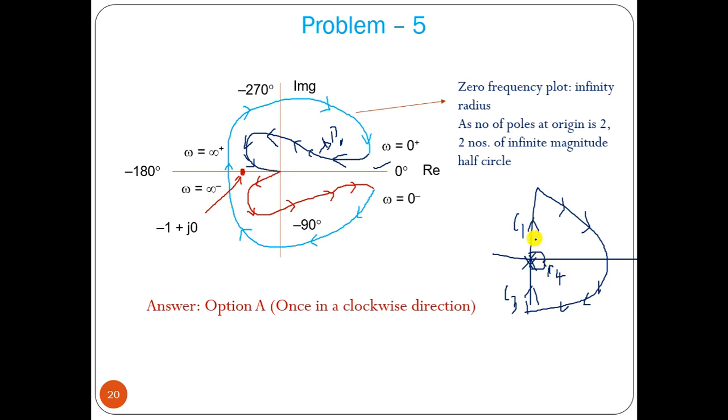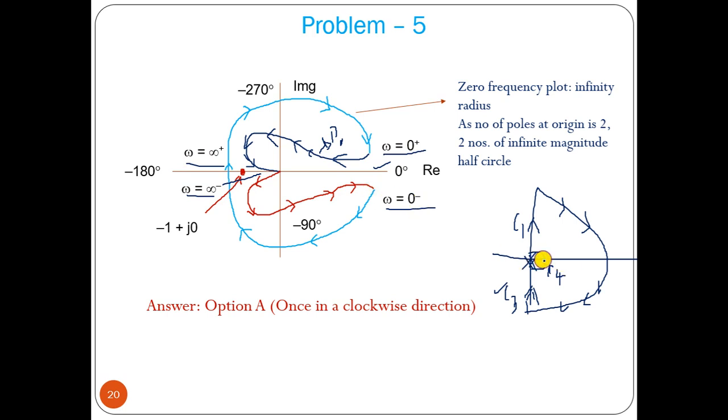After that, this is the plot, C3 section of Nyquist contour, that is the inverse polar plot. So we can draw the inverse polar plot, right? This is 360 degree to minus 180 degree, infinity to 0. This is 0 plus to infinity plus, and this is from infinity minus to 0 minus.